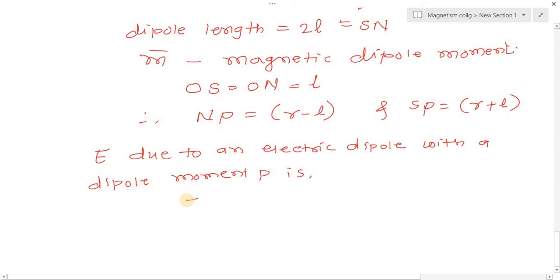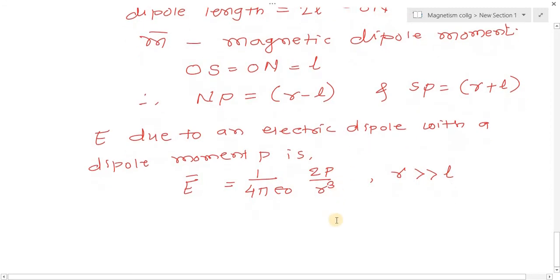E bar is equal to 1 upon 4 pi epsilon 0 times 2P upon r cube, and this formula is used if r is very much greater than L. So here we get this formula for the electric field in terms of the electric dipole moment P, at point P, which is on the axis.